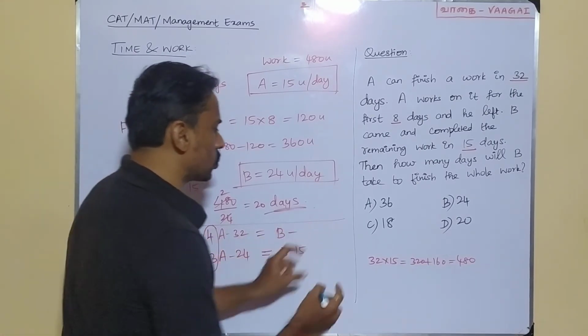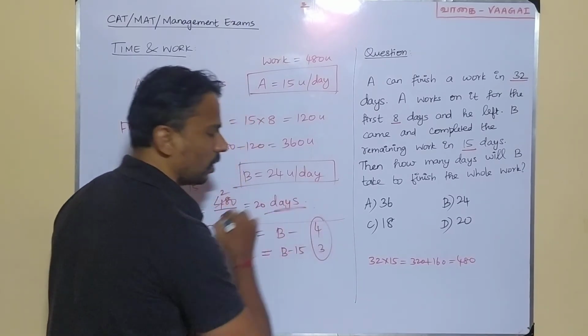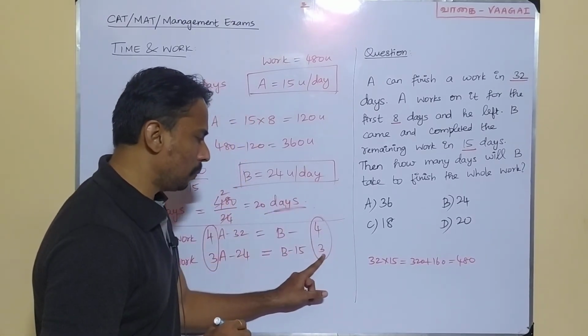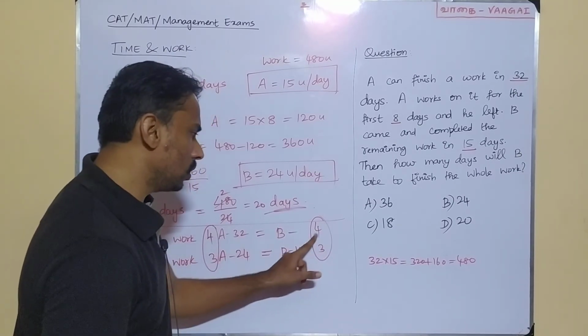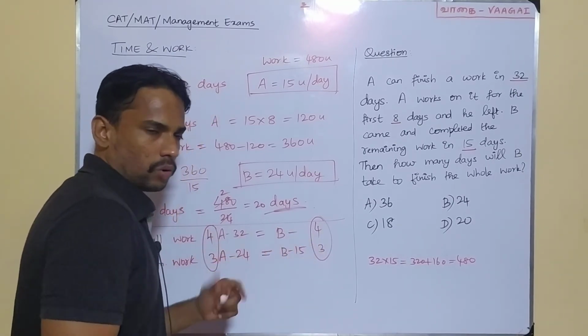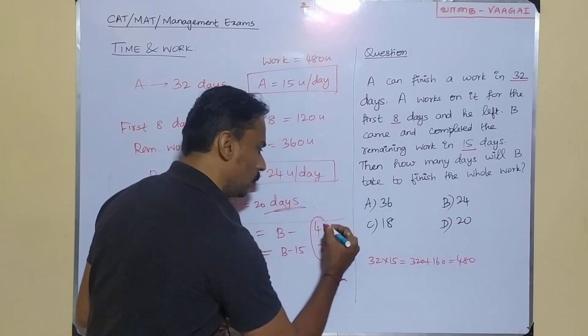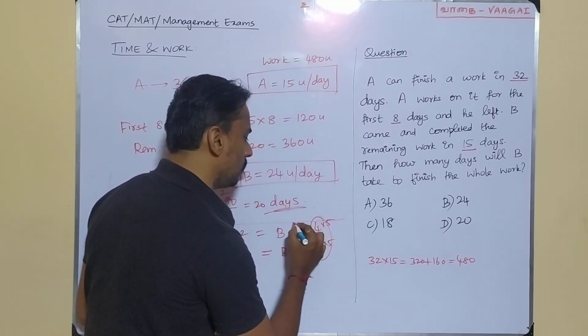Now the same ratio is also maintained here, 4:3. In the place of 3 we have got 15. So in the place of 4, what number will we get? 3 fives are 15. Do the same here: 4 fives are 20.